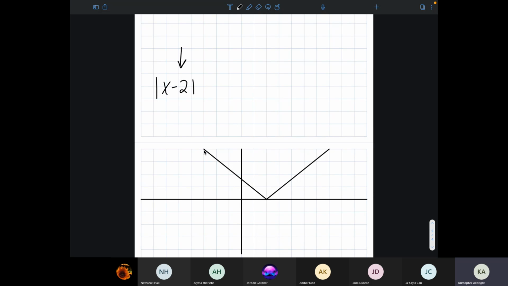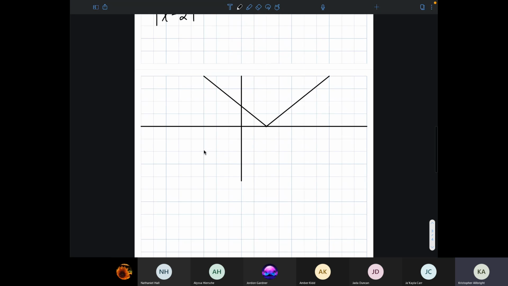So pretty simple on translations up and down. Wait, I'll miss that.